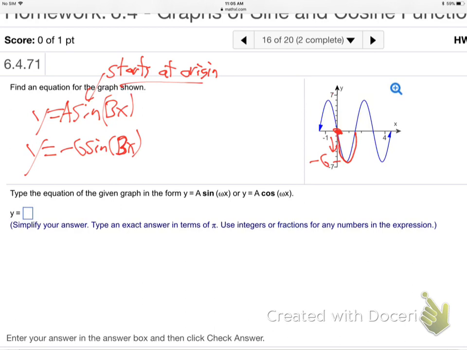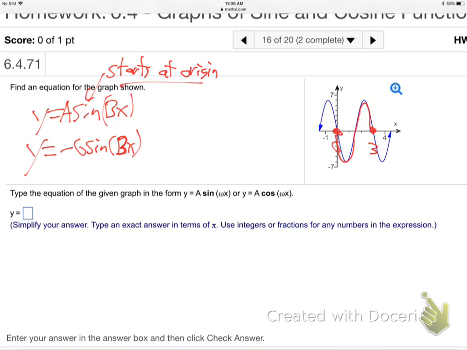So what we need is the period, right? What's the period of this one? 3. Period is how long until one cycle is completed. It starts here. It ends right there. Alex has got it. It's 3. But that's further than one cycle. That's the trick. Everybody see this? This right here is one cycle.